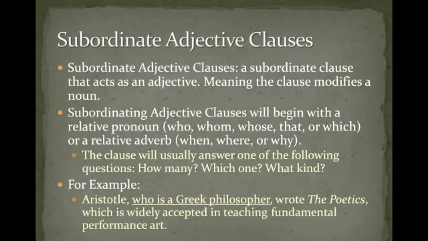Now, a subordinate adjective clause is a clause that acts as an adjective. It's supposed to modify a noun. A subordinating adjective clause will begin with a relative pronoun, such as who, whom, whose, that, or which, but it can also have a relative adverb: when, where, or why. The clause will usually answer one of the following questions: how many, which one, or what kind. Remember, it's an adjective. It is going to modify a noun. You have a noun, well, how many of that noun? Which one of those nouns? What kind of noun? For example, Aristotle, who is a Greek philosopher, wrote the Poetics, which is widely accepted in teaching fundamental performance art.